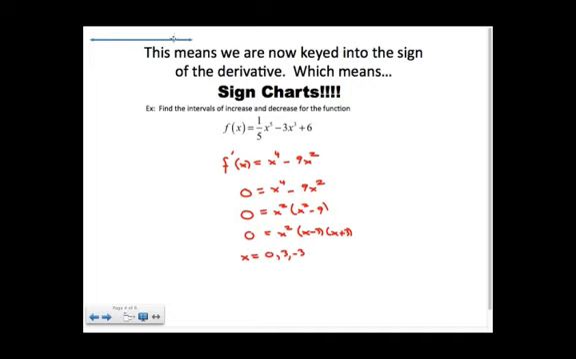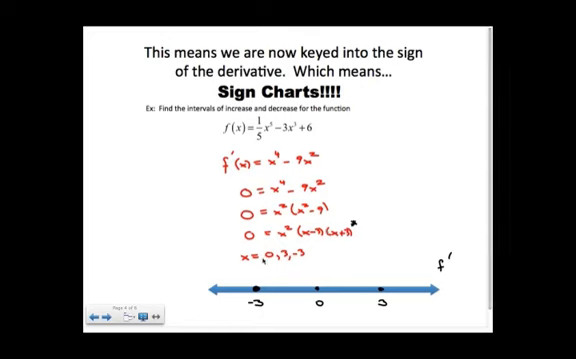Those numbers are going to go on a sign chart to analyze. So here's a number line, and we partition the number line at these values: negative 3, 0, and 3. I'm going to label my sign chart. This is the sign chart for f prime, not for f. Now let's test a number in each interval to determine what signs each interval takes on.